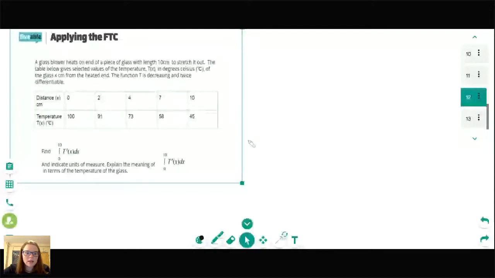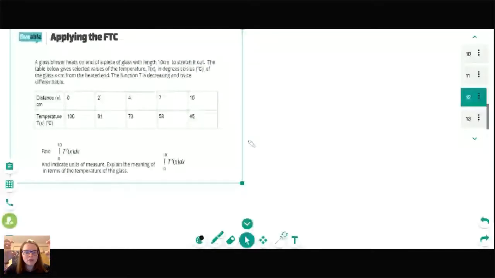Okay, so we've got a table. We've got this function, T of X, measuring temperature in Celsius, and a distance. So we've got a glass blower who has this piece of glass and he's heating it at one end. And the length of the piece is 10 centimeters. Okay, we're stretching out this glass piece to 10 centimeters.